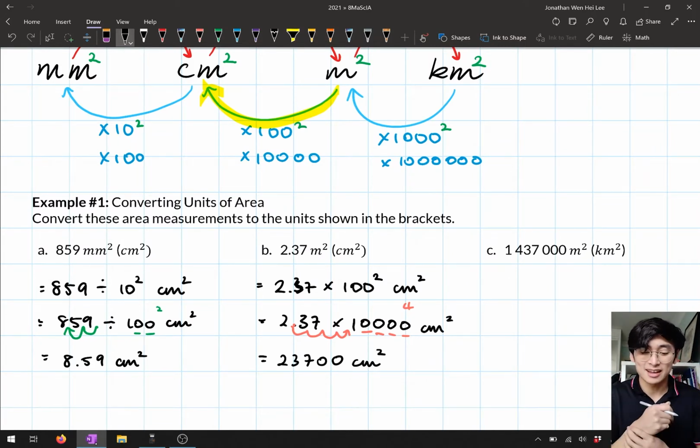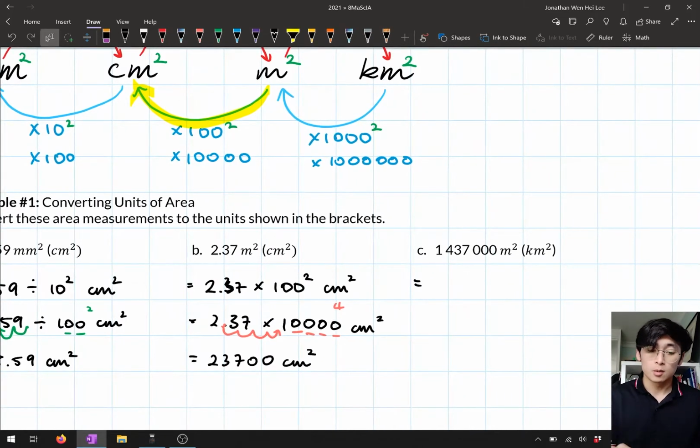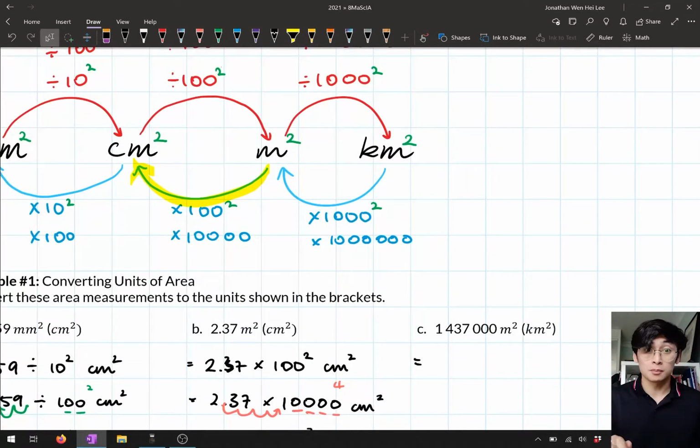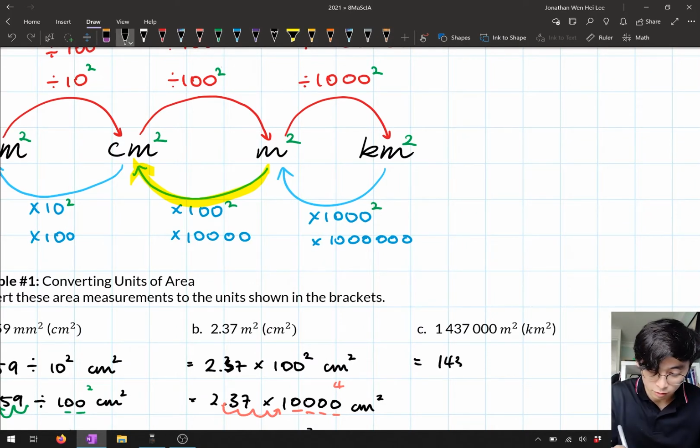Okay, so that's that example there. Let's have a look at the last one. 1,437,000 meters squared, and we want to convert that into kilometers squared. So here, when we're converting from meters squared to kilometers squared, we're dividing by 1,000 squared. So it's not 1,000, it's 1,000 squared. So here it's going to be 1,437,000 divided by 1,000 squared, kilometers squared.